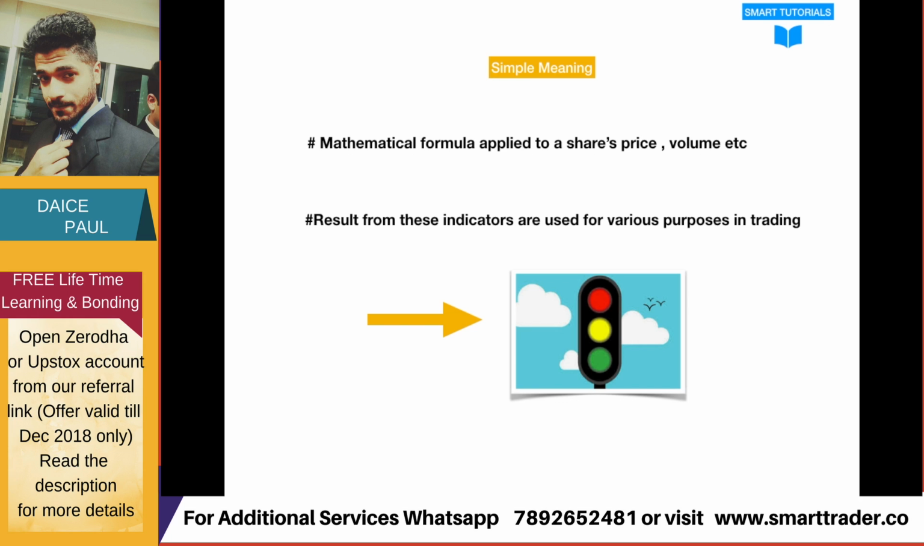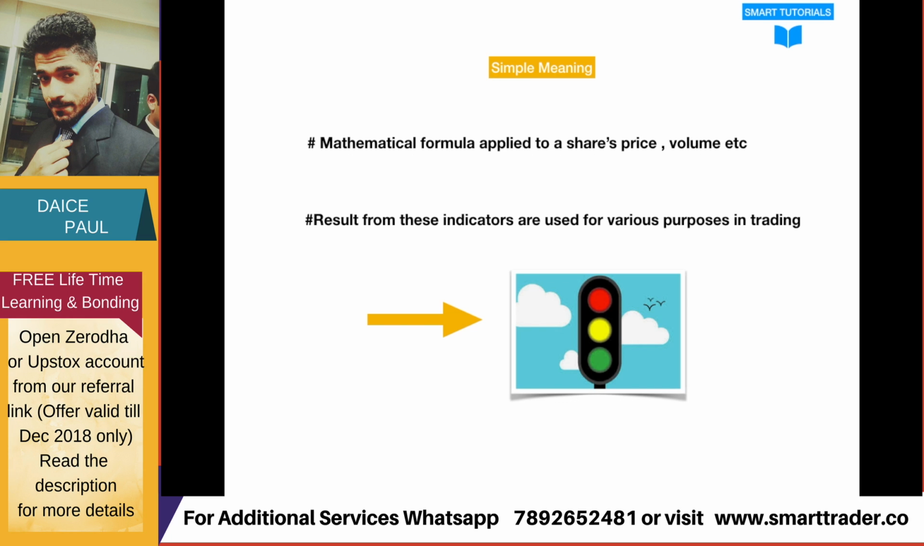Once we go through each indicator, you will get a better idea of what to use when, which is useful, which is not useful, why we should use an indicator, which combination is the best, and all those things. So this is a simple meaning, so keep it simple. People think technical analysis is rocket science. No, once you understand the logic and basics of each indicator, then all the analysis will be easy for you guys.